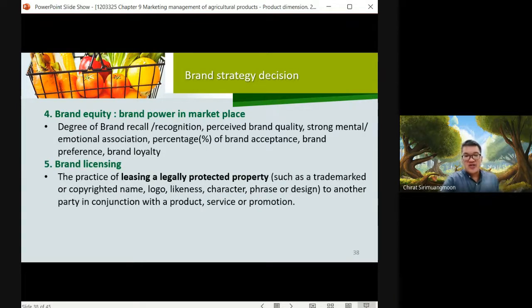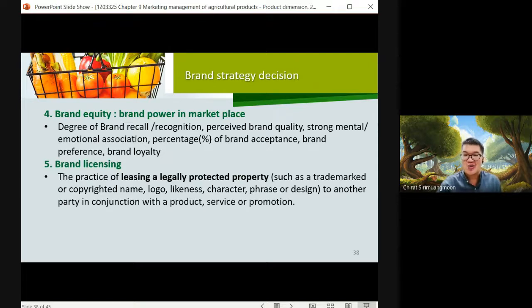So this is co-branding. And the fourth branding strategy decision is actually brand equity. Brand equity is actually you need to create value for the brand. So why do we need to be concerned about this a lot? When you create value for the brand, it gives you more power in the marketplace. Think about when the consumer remembers your brand, has a good feeling about your brand, accepts your brand, and has loyalty to your brand. This is going to be very good for your business.